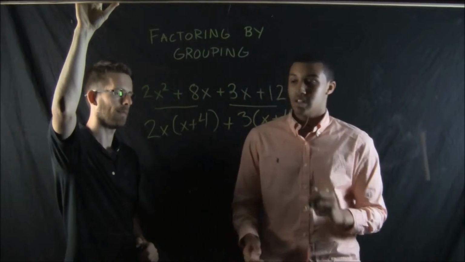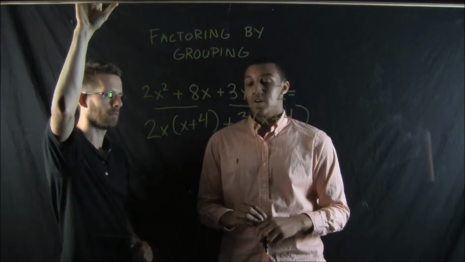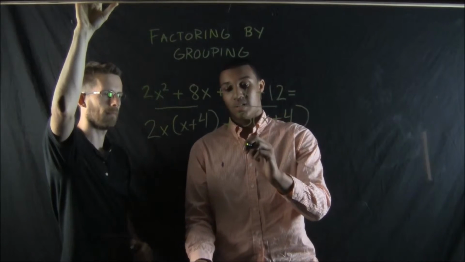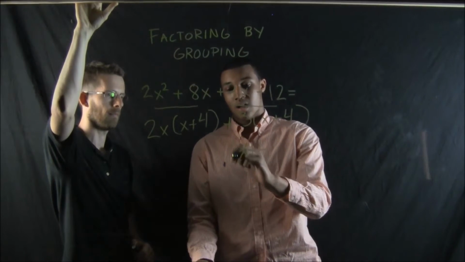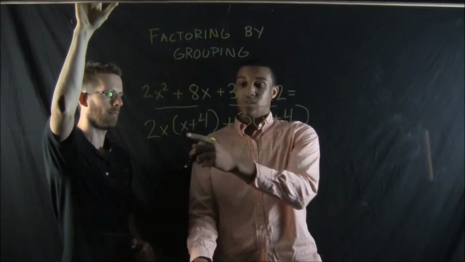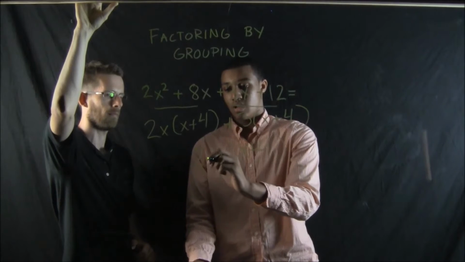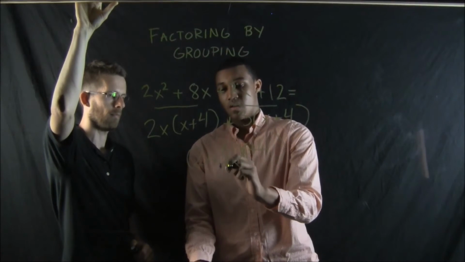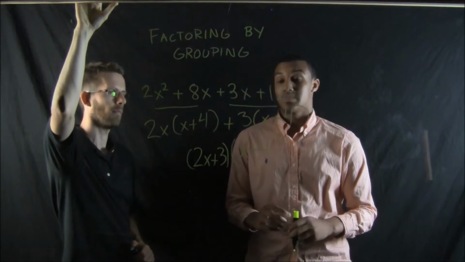And so once you get to this point, we see that they have x plus 4 in common, which is great for us because that means it's the greatest common factor. So we can take that out right there. And once we take the x plus 4 out, we're left with 2x plus 3, which ends up being our factored form of this expression.